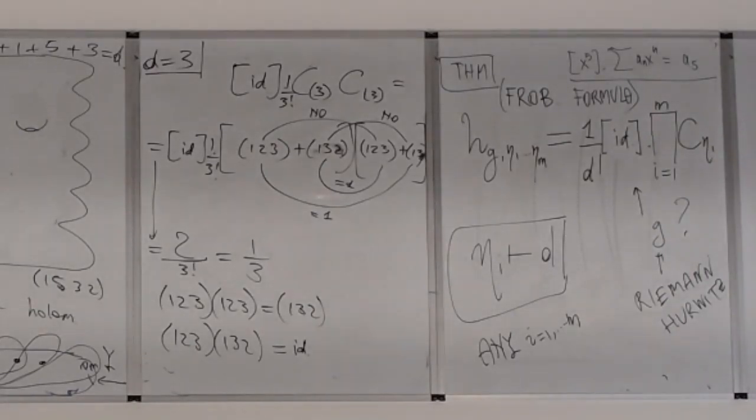And then you need to check that this is actually a Hurwitz number, so it satisfies the Riemann-Hurwitz formula. Because now I just put some C's there, but if you put random C's, it's not necessarily a Hurwitz number. You should check Riemann-Hurwitz is satisfied. And that's the only thing you need to check.